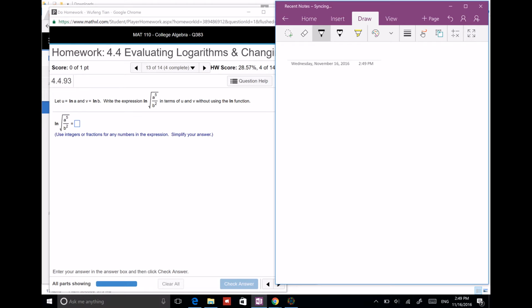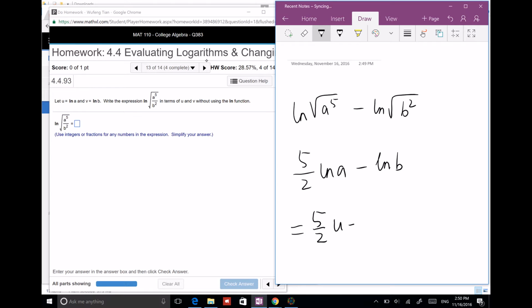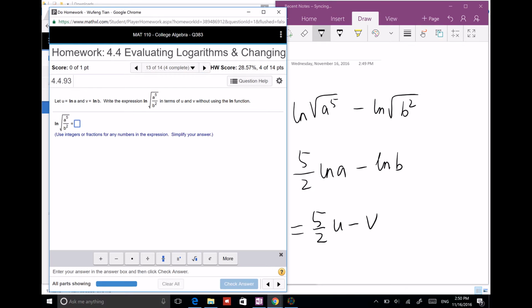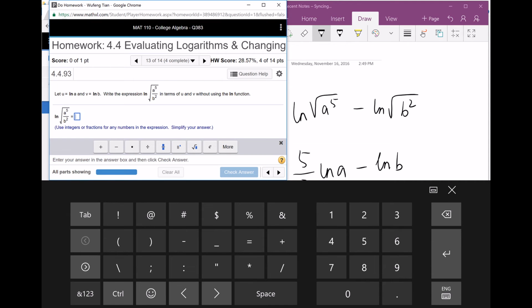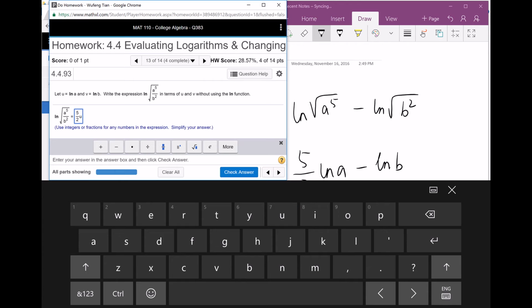So this one, ln, write that as u. You can write this as ln of the square root of a to the 5, minus ln of the square root of b squared. So you get 5 over 2 ln a, minus, the square and the square root cancel, ln b. So basically it's 5 over 2 u minus v.